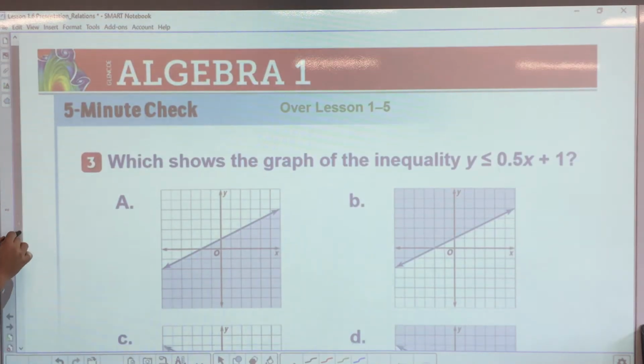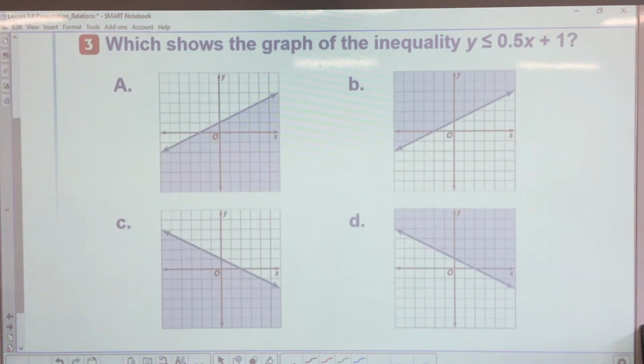Which graph shows the inequality of this? Take a guess. Look at it for a second.